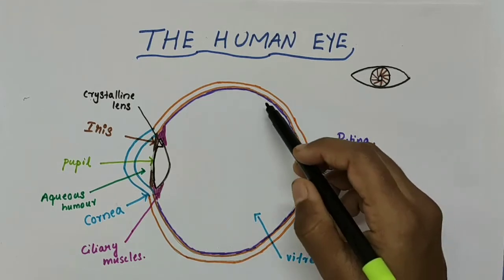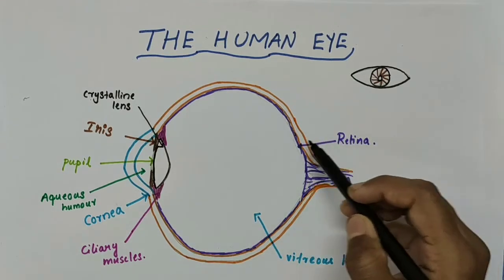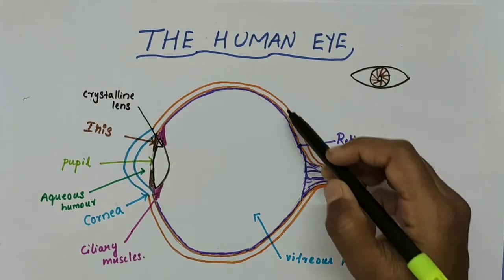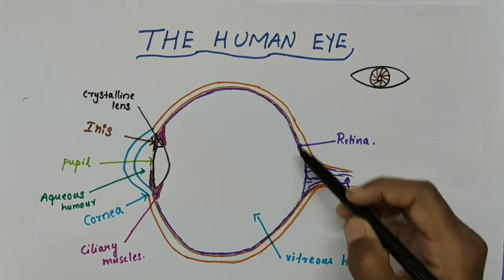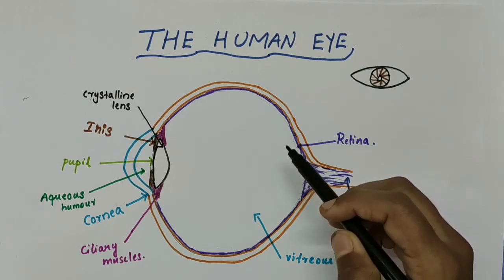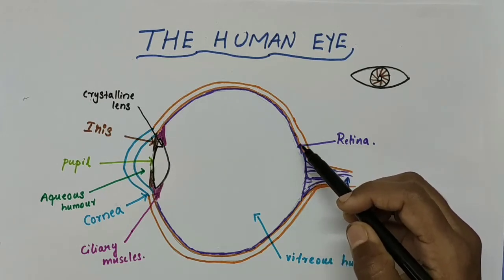Now this part is marked as the retina. The retina is somewhere on this side, and it is a membrane with a large number of light sensitive cells.